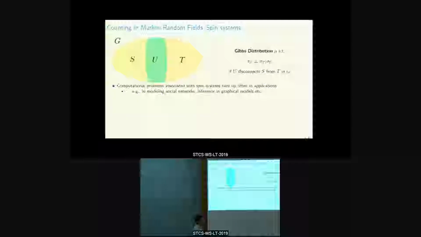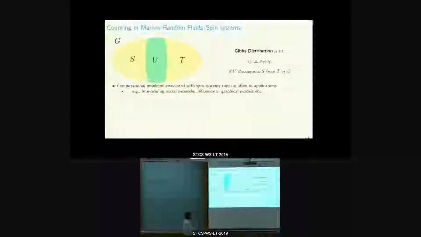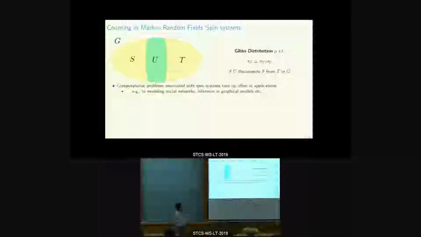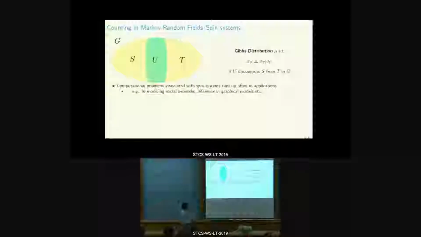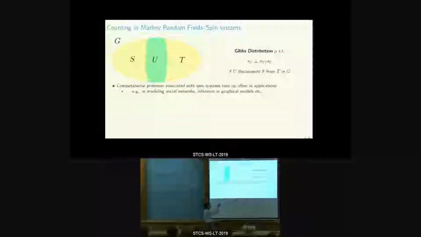And then the distribution of these random variables has this property: if you take three sets S, U, and T of these random variables, such that in the graph, S is disconnected from T by U. So if I remove the nodes in U, then S and T become disconnected. Then the random variables in S are independent of the random variables in T, conditioned on the random variables in U. So such a distribution is called a graphical model or a spin system.